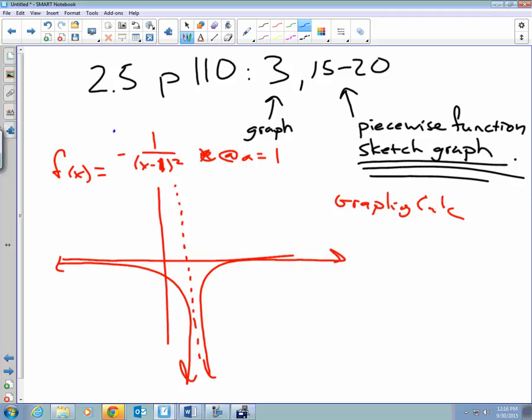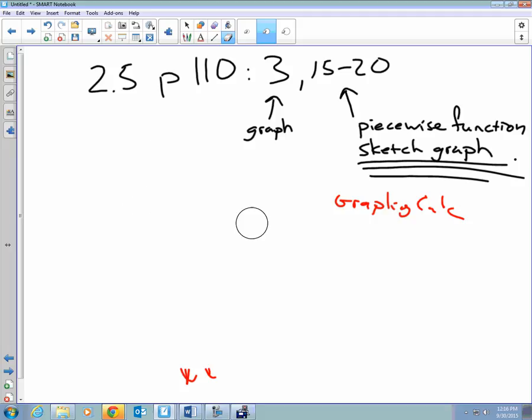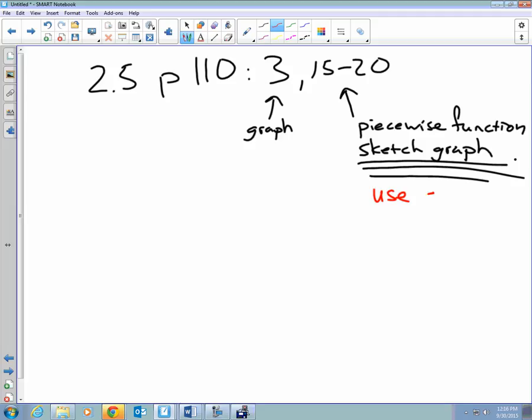Section 2.5, page 110. Do number 3, which is a graph, kind of like we practiced earlier by just looking at the graph. And then 15 through 20, you have to be able to graph the piecewise function. You have to sketch a graph. I would encourage you to use your calculator if need be. That's what people struggle with here, being able to use a calculator properly. I'll hand out the sheets.